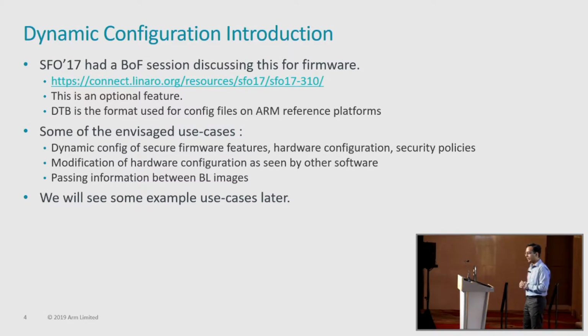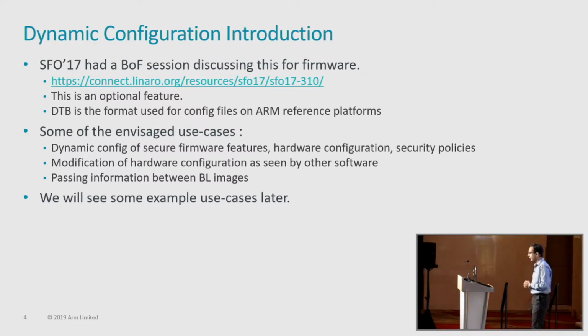Dynamic configuration is an optional feature. Platforms can choose to implement it. DTB is the format used for the config files on Arm reference platforms like the FVP models and the system guidance platforms. Some of the envisaged use cases are dynamic configuration of secure firmware features. Basically, the firmware can dynamically enable or disable some features based on the configuration described. Hardware configuration, security policies.